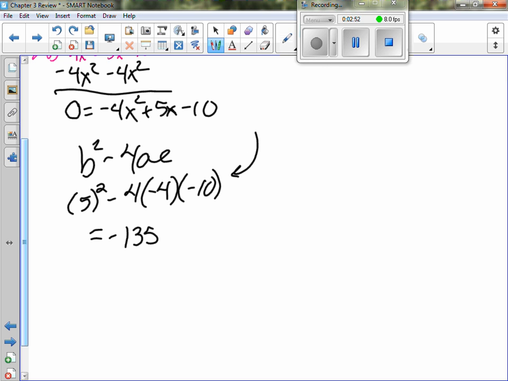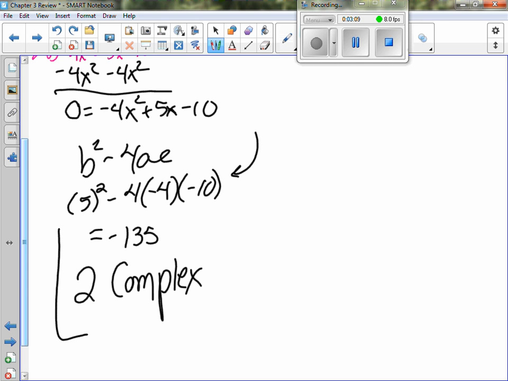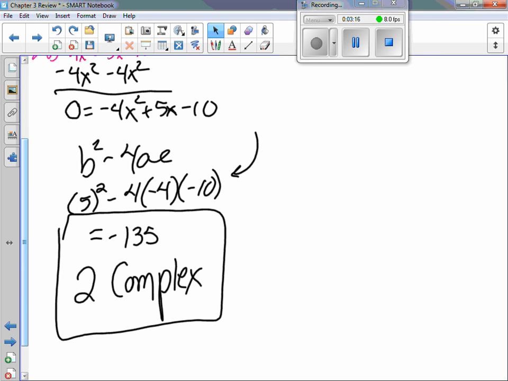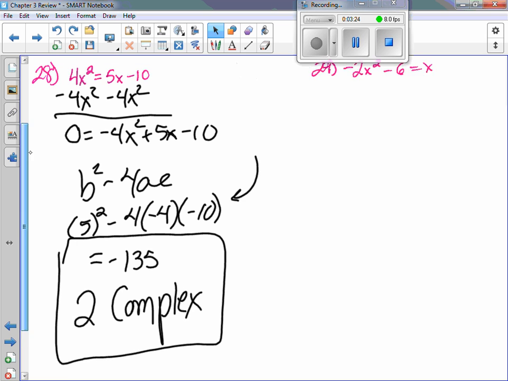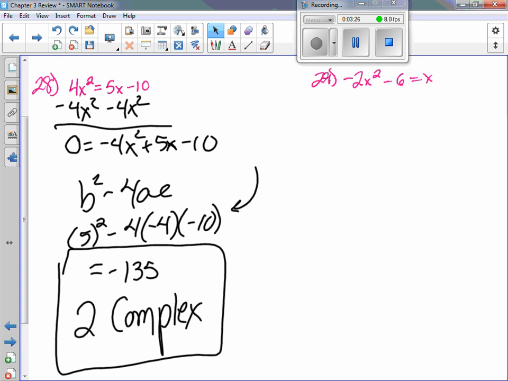So what kind of solutions will I have? Well, I'll have two of them, and they're going to be complex, because b squared minus 4ac is less than 0. So it's two complex. And that's all we need to do. I believe for the review sheet, I also asked you to find what solutions they are, but on the test, I'm not going to have you do that. This is all we need to find for this here. Questions on 28?